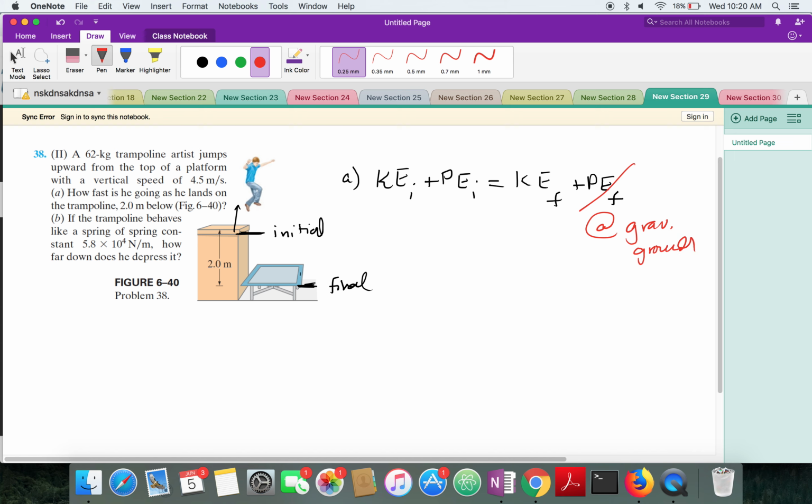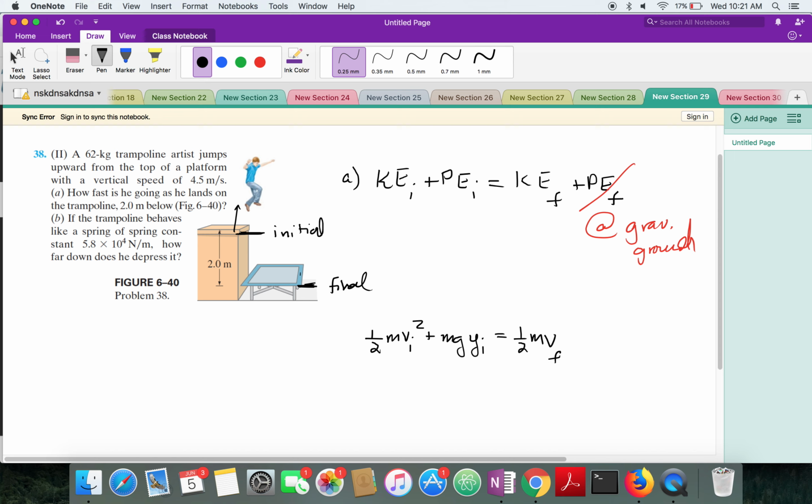You're at gravitational ground at that point. So basically, all of this initial kinetic energy plus potential energy is going to be converted to kinetic energy when he hits the ground, when he hits the trampoline, rather. So, okay, let's do what we got here. This is going to be 1/2 mv initial squared plus mg y initial, the gravitational potential energy, equals 1/2 mv final squared.